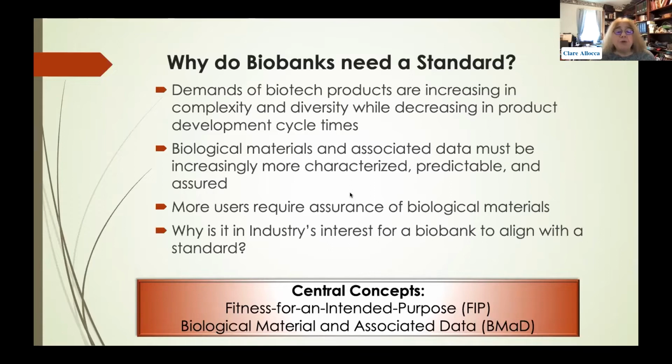Most users do require some assurance of biological materials, whether that is certified, and this is really what we're talking about today, or whether it is in industry's interest for a biobank to align with a standard. And again, that goes to the value proposition. I see that a survey has popped up for everybody, so please take a moment and answer that.